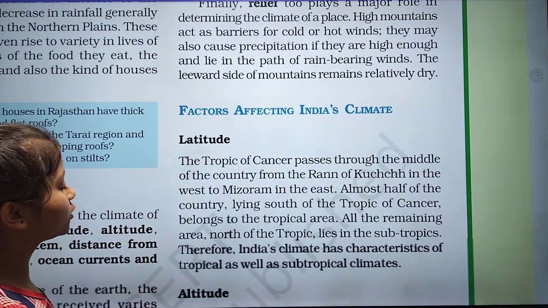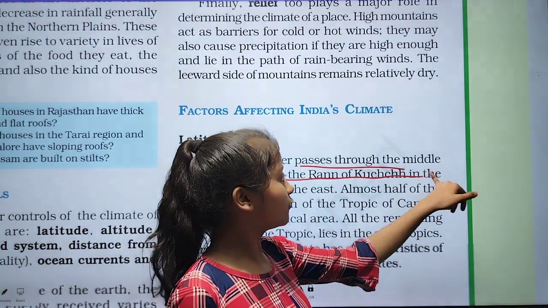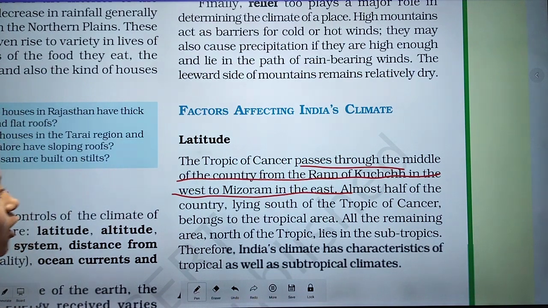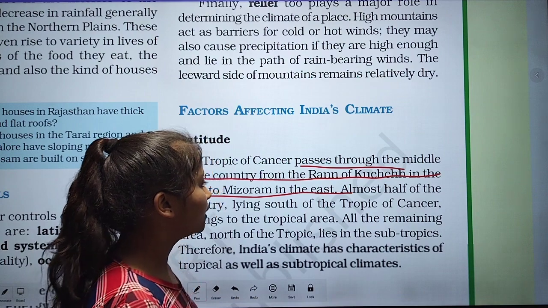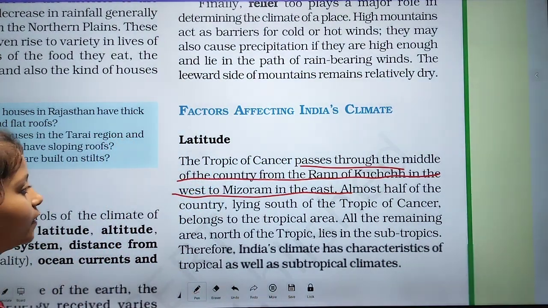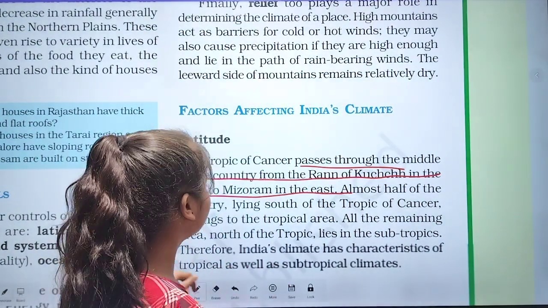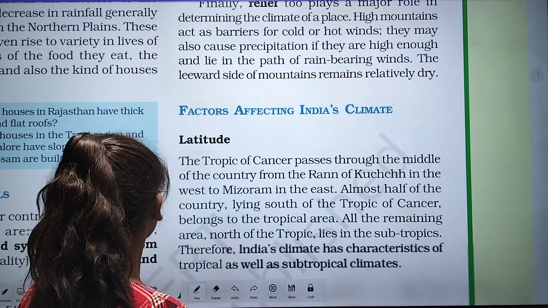So latitude. The Tropic of Cancer passes through the middle of the country from the Rann of Kutch in the west to Mizoram in the east. It means the Tropic of Cancer passes through which area? The middle of the country, from the Rann of Kutch in the west to Mizoram in the east. Okay, so almost half of the country. Which country? India. We are talking about India.